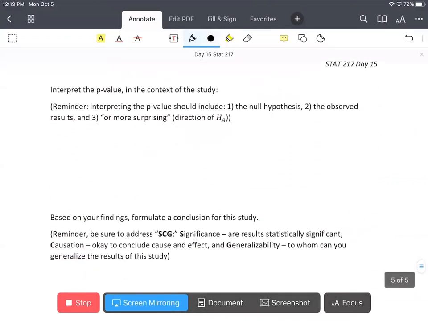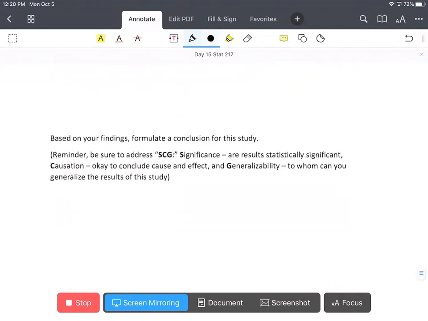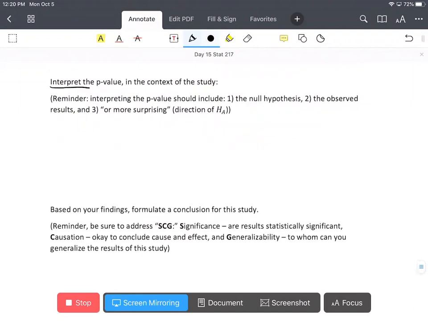So, interpret the p-value in the context of the study. Remember, when we interpret the p-value, we should include the null hypothesis, the observed result, and the "or more surprising" direction of the alternate hypothesis, if it is surprising at all. Finally, is interpreting the p-value where we end? No. At the end, we're going to formulate a conclusion for this study.